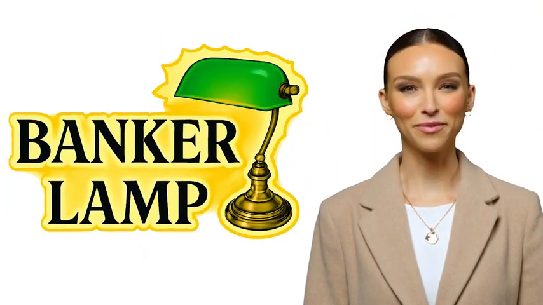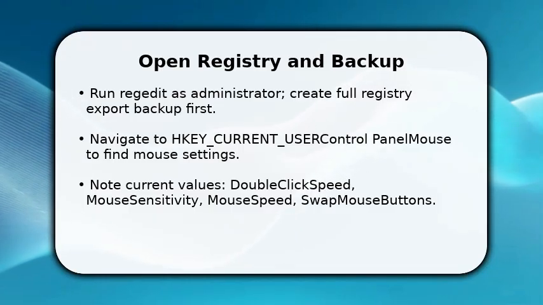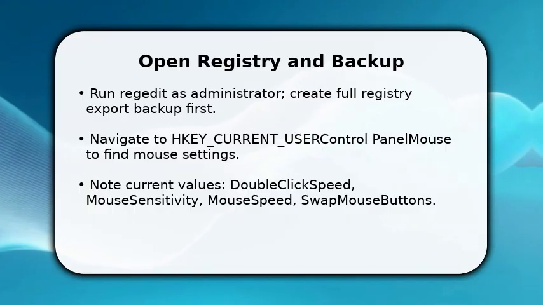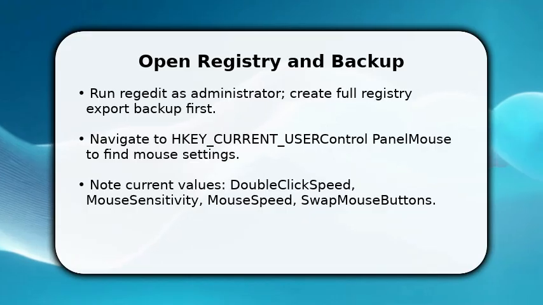Please enjoy the video. You will start by opening the registry editor with administrator rights. This is required to make persistent input changes. Once open, immediately export a full backup so you can restore if anything breaks.